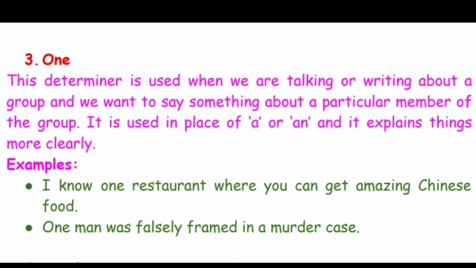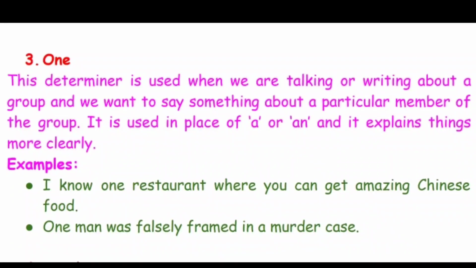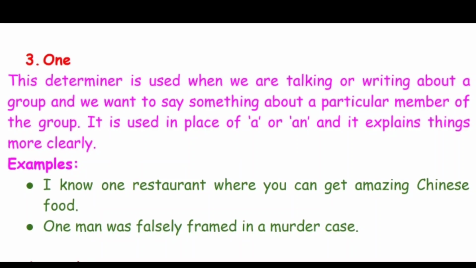I know a restaurant where you can get amazing Chinese food. One man was falsely framed in a murder case. Here one means a man or this man. Okay, so this is used when we are writing about a group and we want to say something about a particular member of that group.